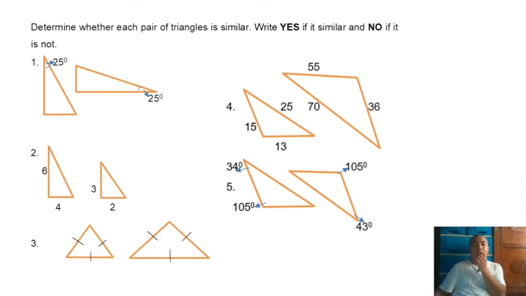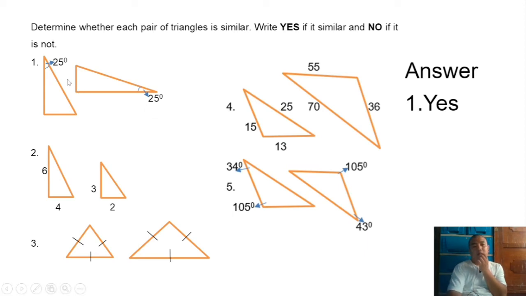For part 1, determine whether each pair of triangles is similar. Write yes if it is similar and no if it's not. For number 1, are they similar or not? The answer is yes, they are similar, by the AA similarity theorem. Why? Because two angles are equal, the 90 degrees and the 25.